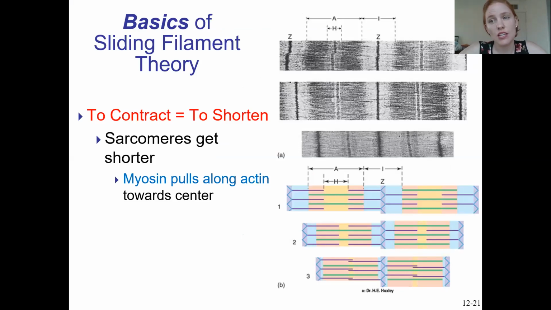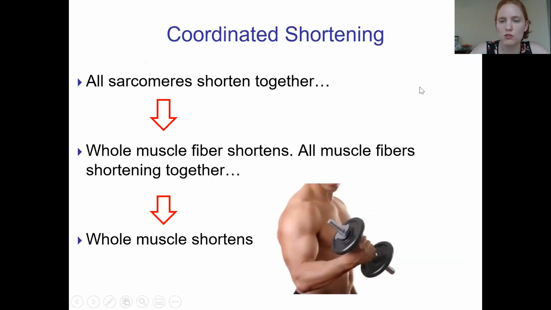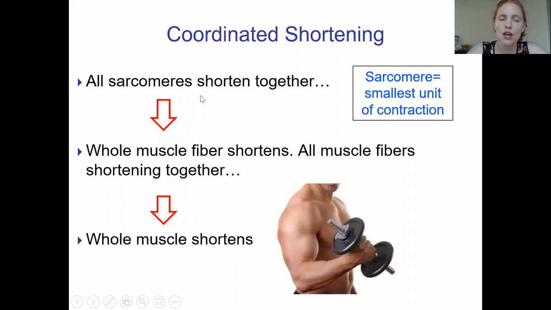So in physiology, if you do go there, they're going to talk about how it contracts. So from here to here is one single sarcomere, and the sarcomere is the smallest piece that contracts. When all of the sarcomeres shorten at the same time, that makes the entire muscle cell shorten at the same time, and then the whole muscle shortens at the same time. If you're interested in that, you'll look forward to seeing that in physiology.